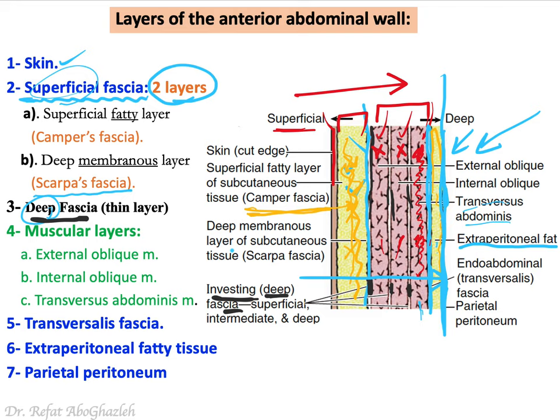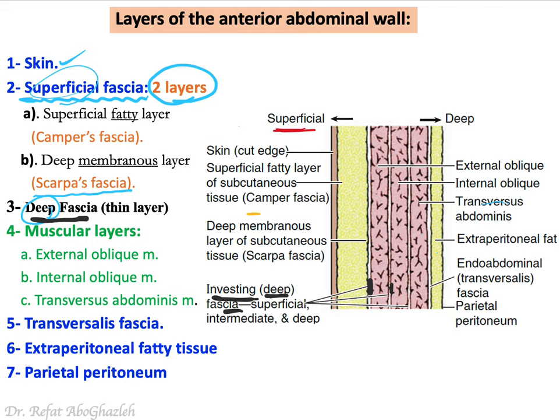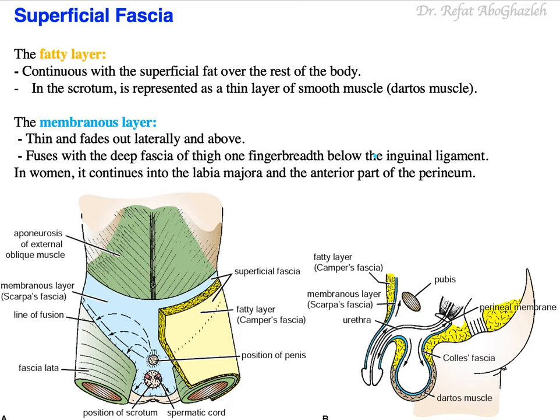Now, guys, let me give you just a brief clinical points about these layers. I have to go a little bit fast. So, about the superficial fascia, we said that it is composed of a fatty layer and a membranous layer. Let us talk more about this. In the abdomen, this is the fatty layer, known as Camper's fascia. It's distributed over the rest of your body, up and below, everywhere.